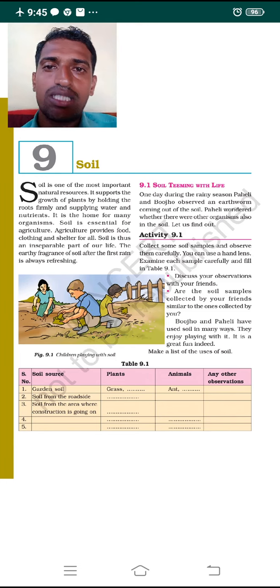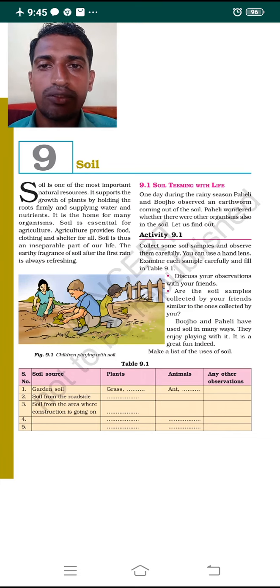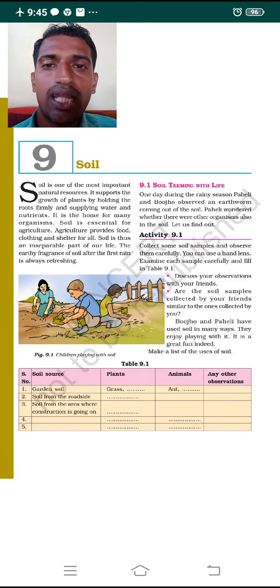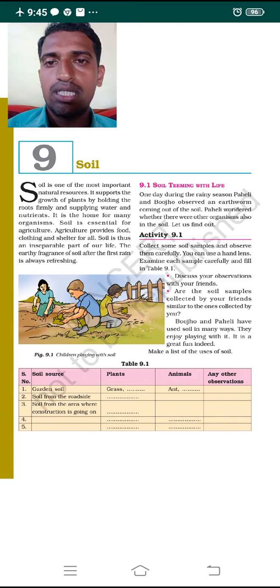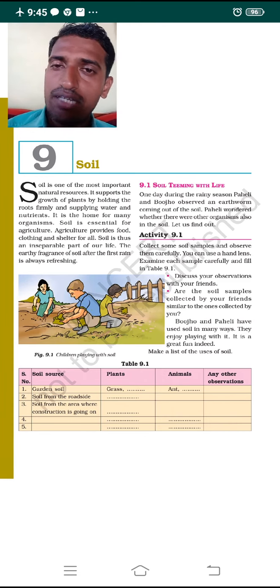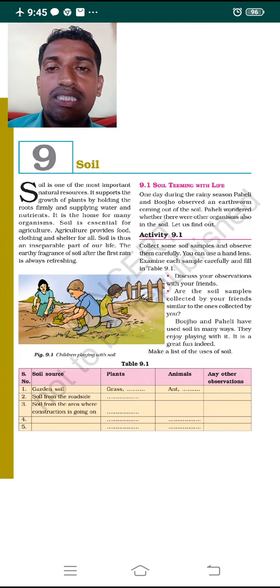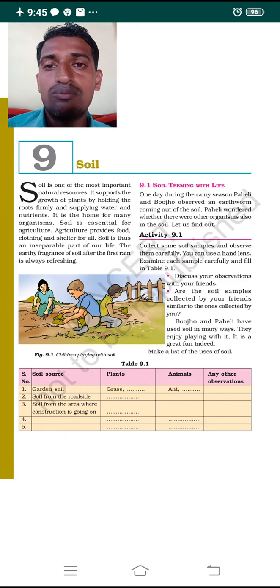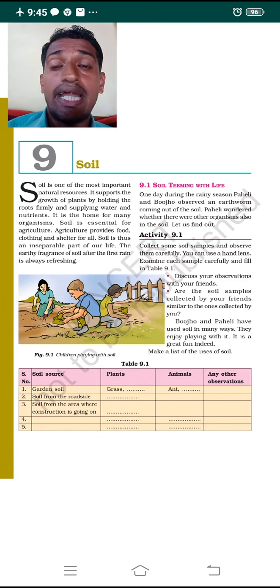We can find this out by collecting samples of soil. For this there is an activity here, activity 9.1. You have to work in pairs. Group together and collect some soil samples and observe them very carefully. You can see the very small microorganisms living in the soil. You can even use a hand lens which will zoom and show you the smaller microorganisms.